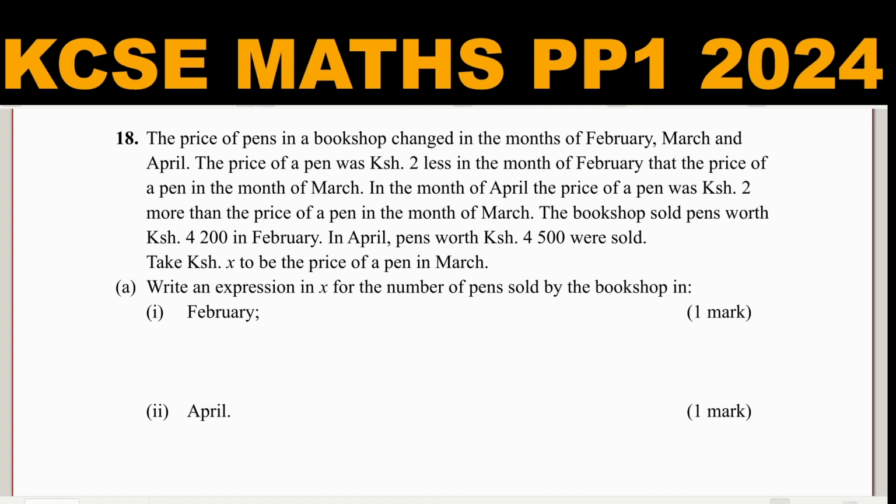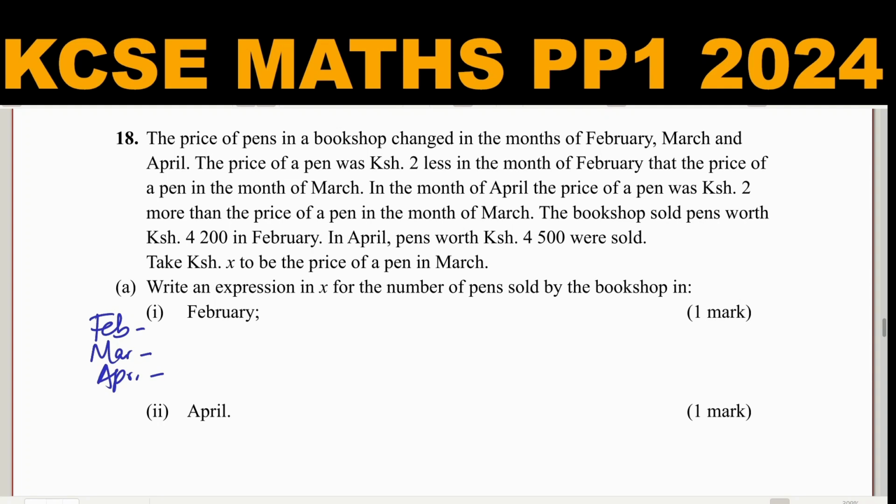Part A, write an expression in X for the number of pens sold in the bookshop in 1. February, 2. April. So we have February, we have March, and we have April.